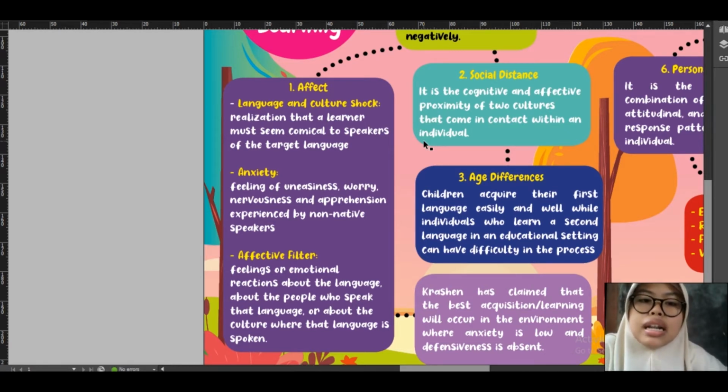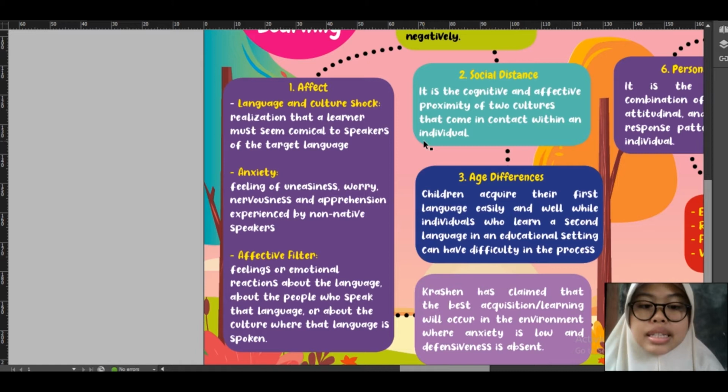Okay, the first is language and culture shock. Language and culture shock is the realization that a learner must seem comical to speakers of the target language. So the learners feel that they must adapt to the culture where the people use a different language, so it can be culture shock if they are not ready to face the culture.